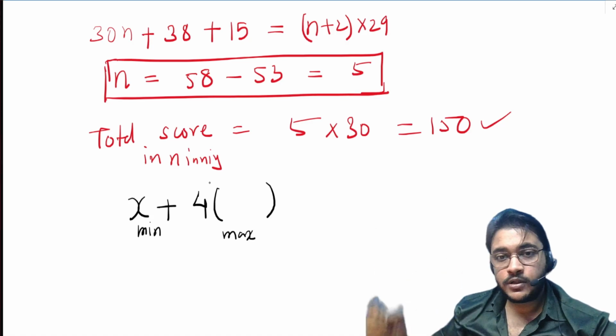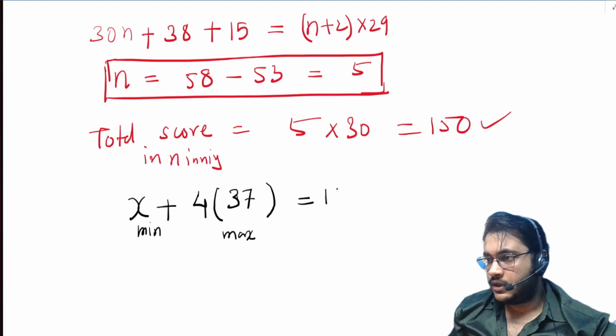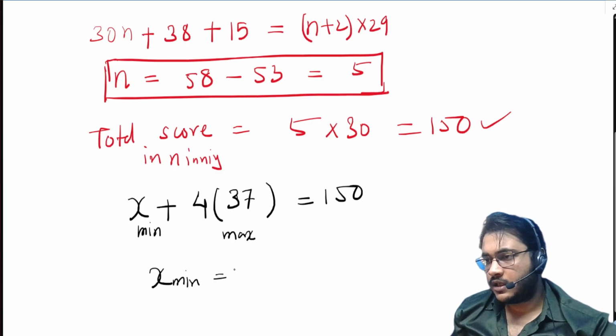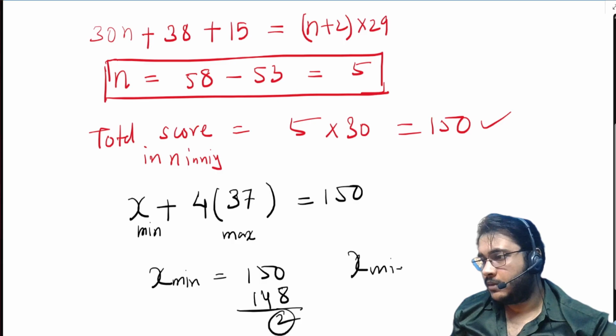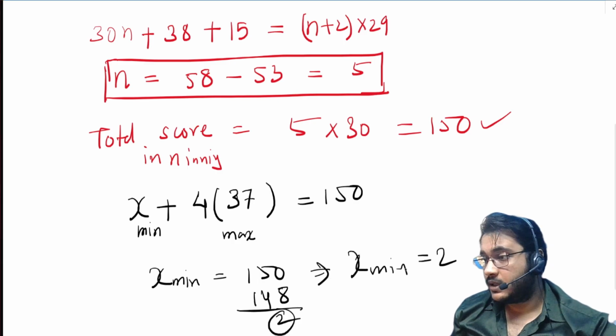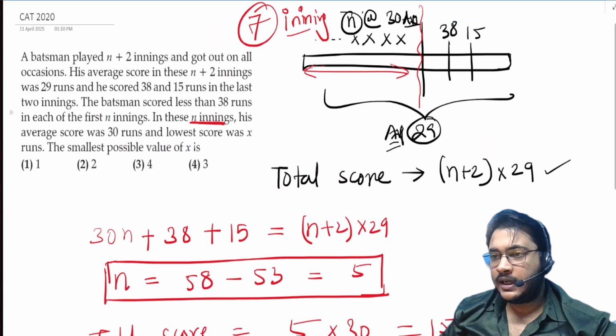I told you that the maximum possible score a person can make is 37, because they have to score less than 38. So this is 150 minus 148, and you just need to solve this expression and you'll have your answer. So this comes out to be 2. So the minimum possible score that a person can make in the first n innings is 2, and that is option number 2.